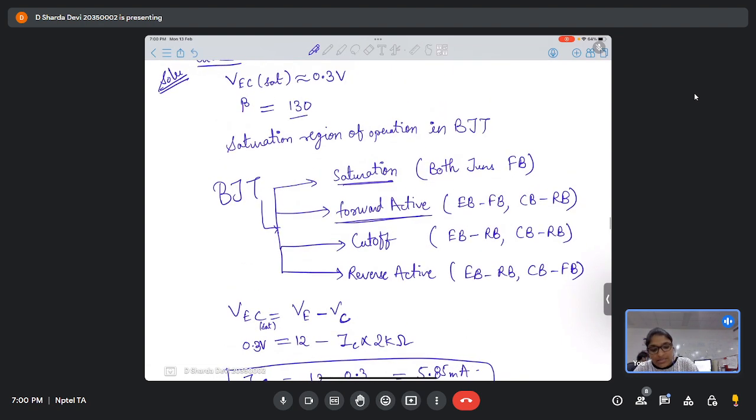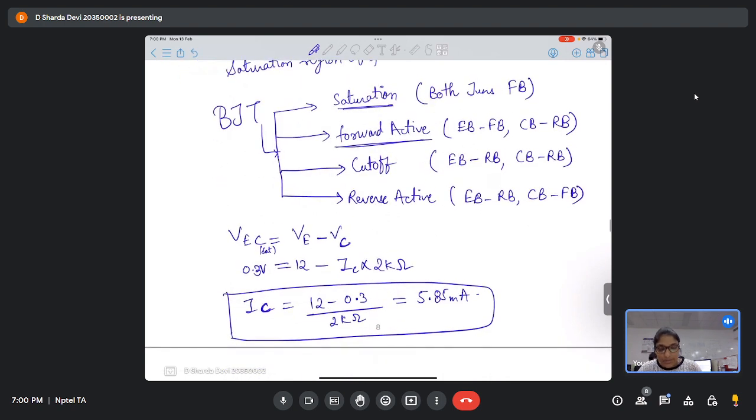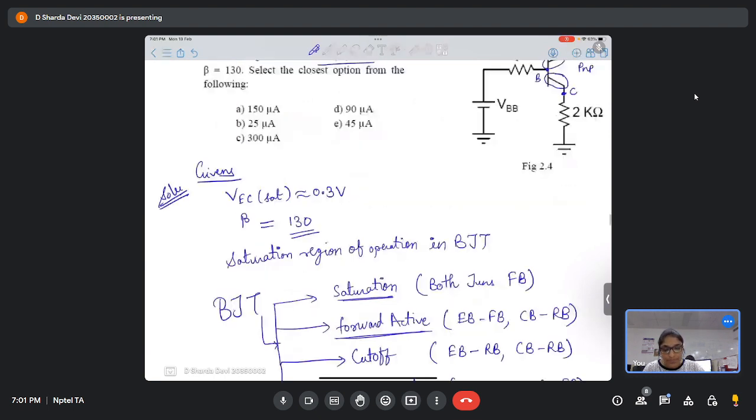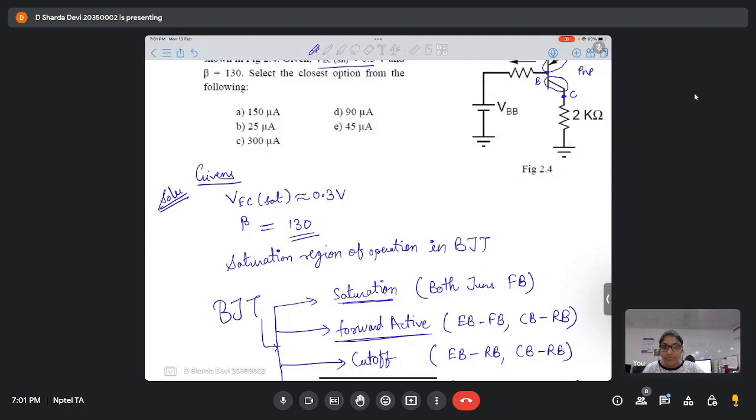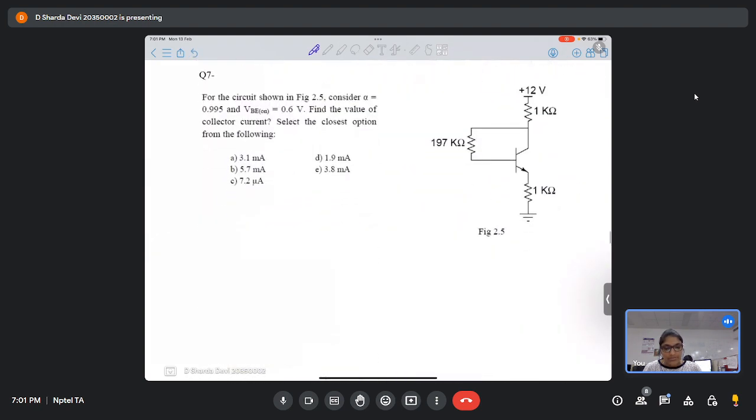What else is given? Beta is given to us, and we need to find IB. We can simply find IB, right? IC by beta. So it is 5.85 by 130. How much is the IB? 0.0545, yes, 45 microamperes. Okay, this is clear? Yes, ma'am. So moving on to the next problem.